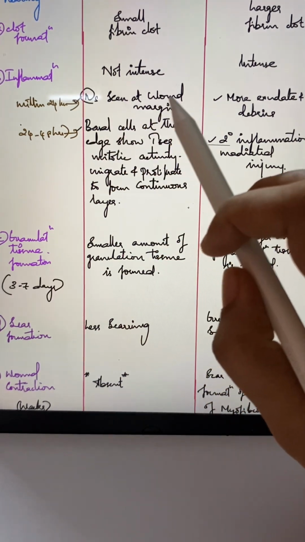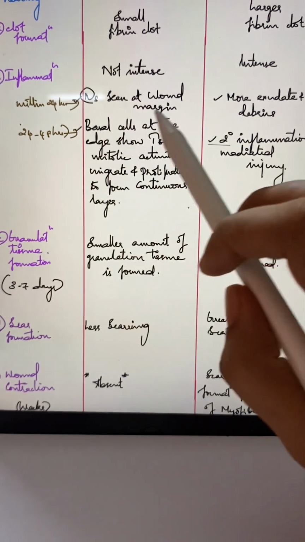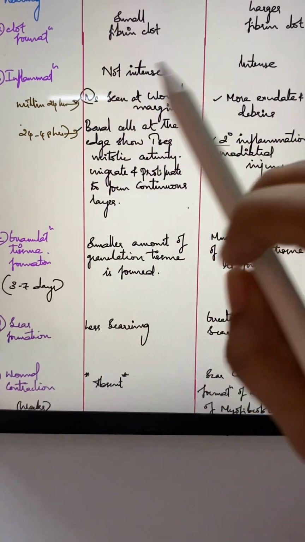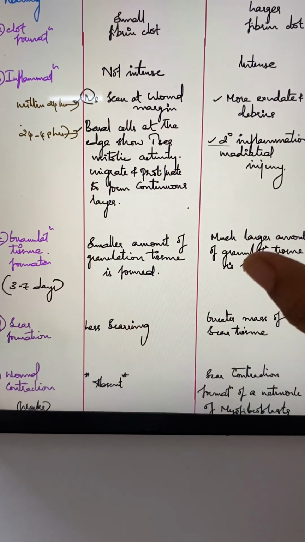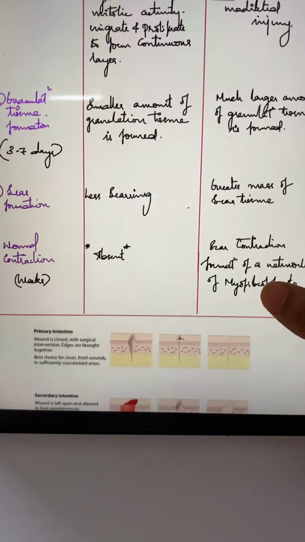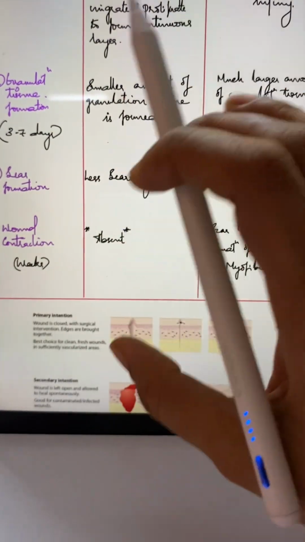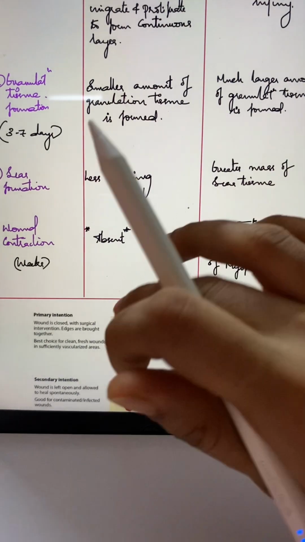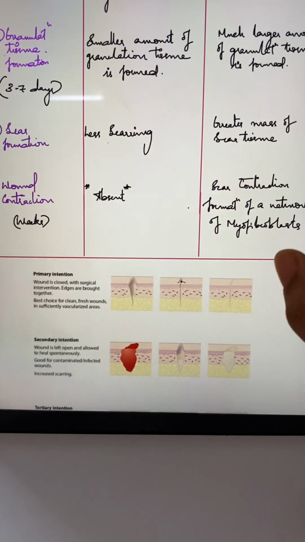Neutrophils can be seen at the wound margin within 24 hours, and after 24 to 48 hours these basal cells at the edge show increased mitotic activity and migrate and proliferate to form the continuous layer. Here the secondary inflammation mediated injury, because that's a big wound, no? So that's why. The next is granulation tissue formation. Here also granulation tissue will form, that is small, here it is large. Scar formation, here it is less scarring, here a greater mass of scar tissue.